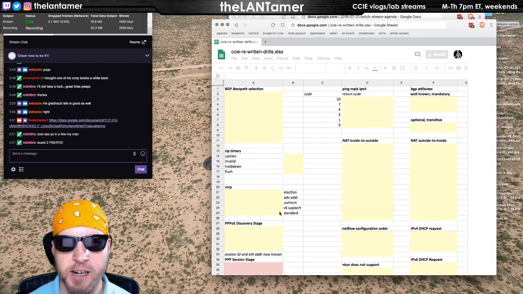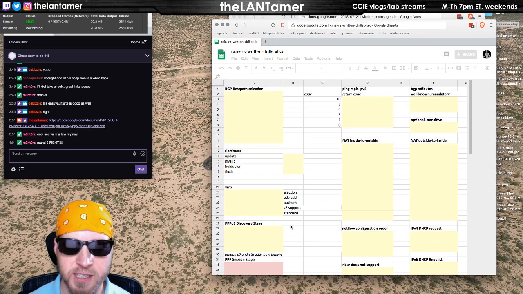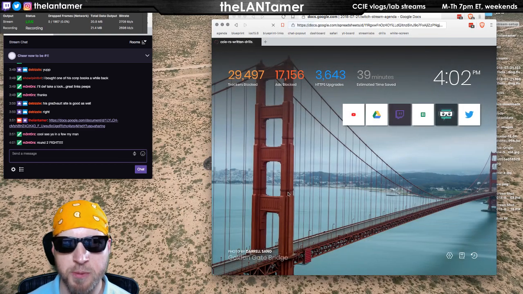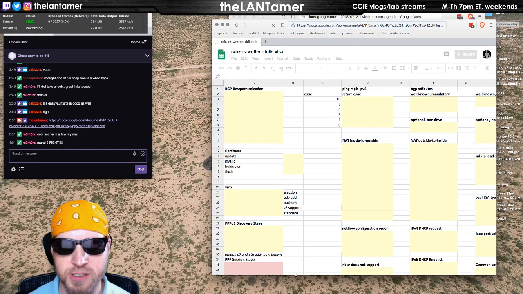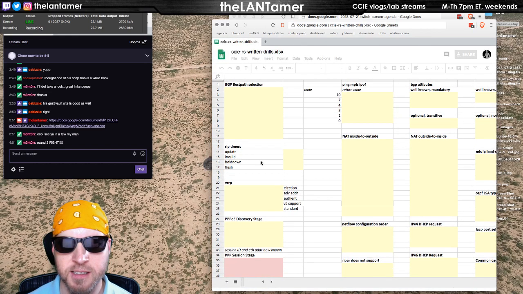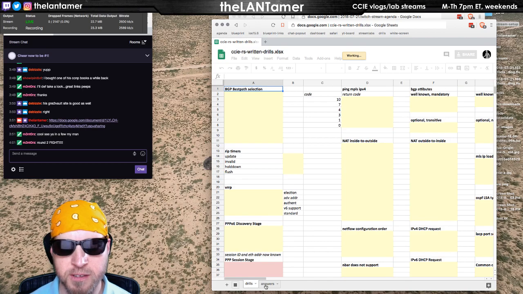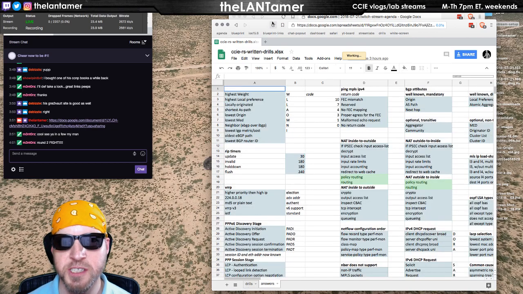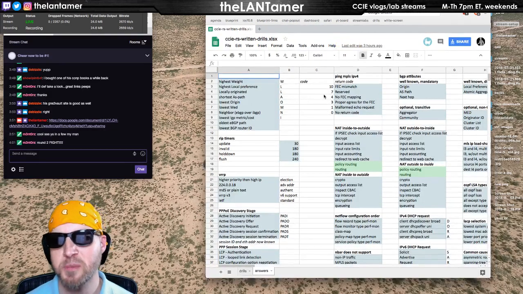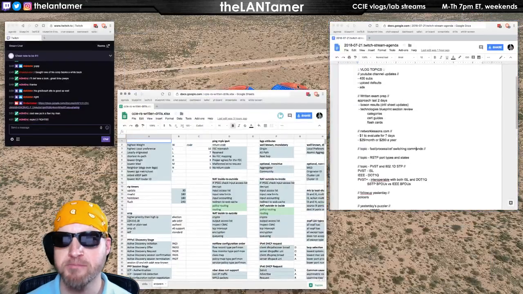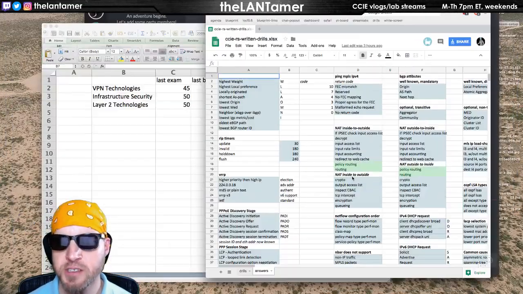As far as the lab goes, this is probably a more appropriate topic for the written. I don't foresee having to configure fast switching in the lab, but I wouldn't put it past them. It's good to know the difference, though.